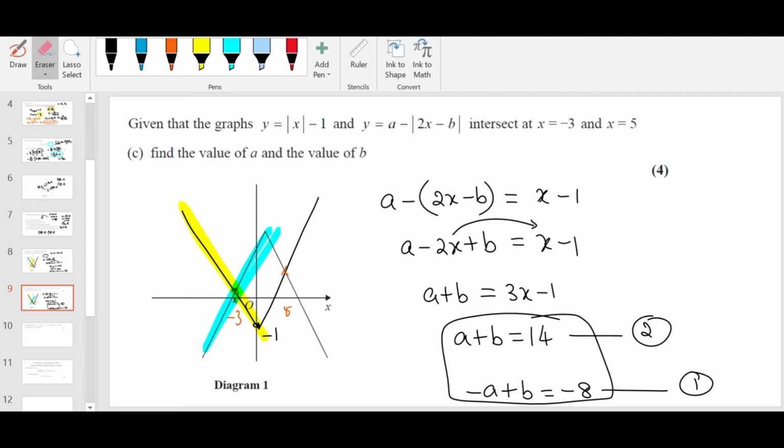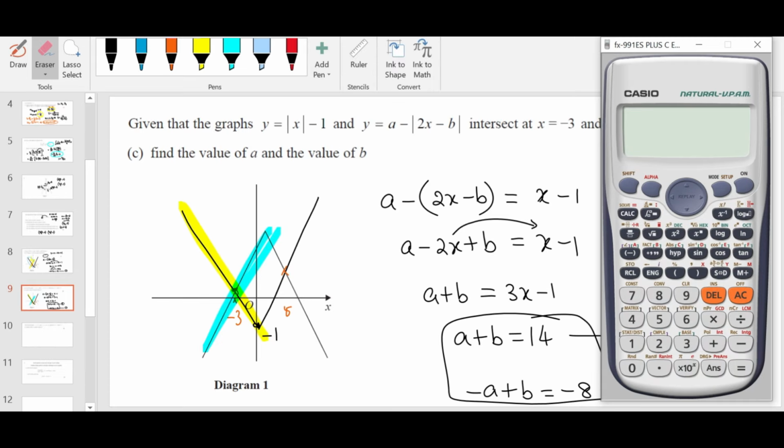We got two equations, we just need to solve them. So go to equation number 1 and simultaneous equation 2: minus a plus b equals minus 8, and a plus b equals 14.